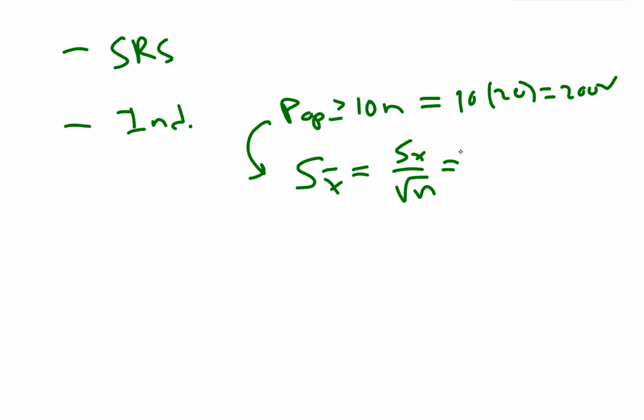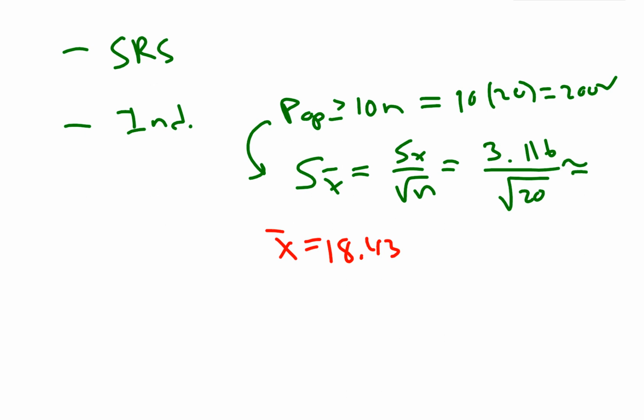So you need to go do one variable statistics for this in your calculator. S of x turns out to be 3.116 over the square root of 20. That needs to be divided. While we're at it, we'll also make note of x bar. X bar turned out to be 18.43. And then getting back to this standard deviation, when computed, this turns out really about 0.7 is what you end up with. So let's leave it at that.